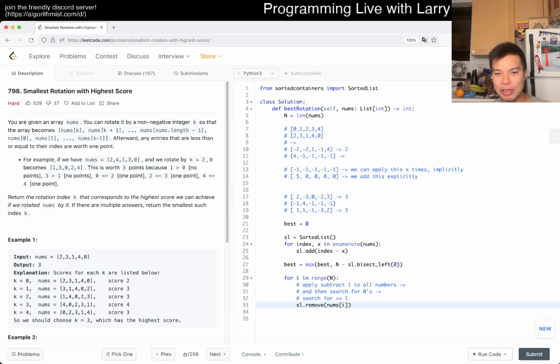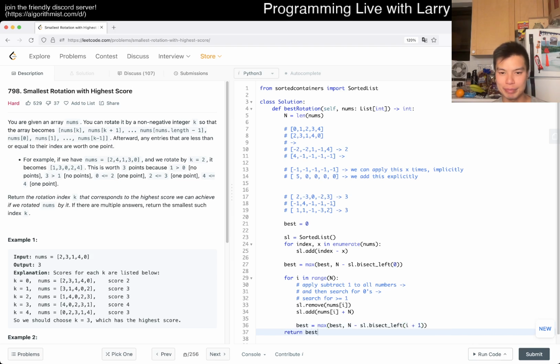So now we remove this, and then we want to add num sub I plus n, right? This is the 5 that we talked about, so to do this operation. So now we add it back. Then we can search for, in this case, 1, but it's just I plus 1, right? So it is sl.bisect_left of I plus 1 minus this, and then we can update best with it. And I think that's it.